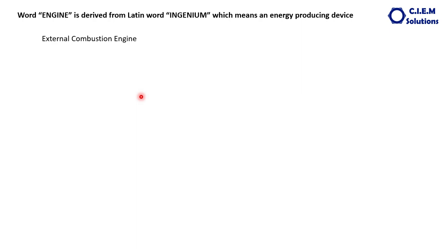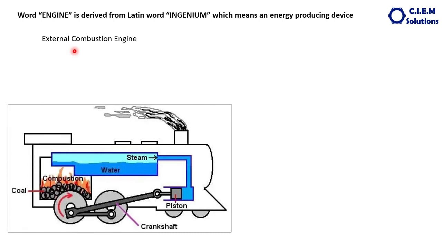Before going into detail about internal combustion engines, let us have a brief look at another type of engine, which is called the external combustion engine. What is an external combustion engine? One example of such an external combustion engine is a locomotive engine, a steam engine actually.